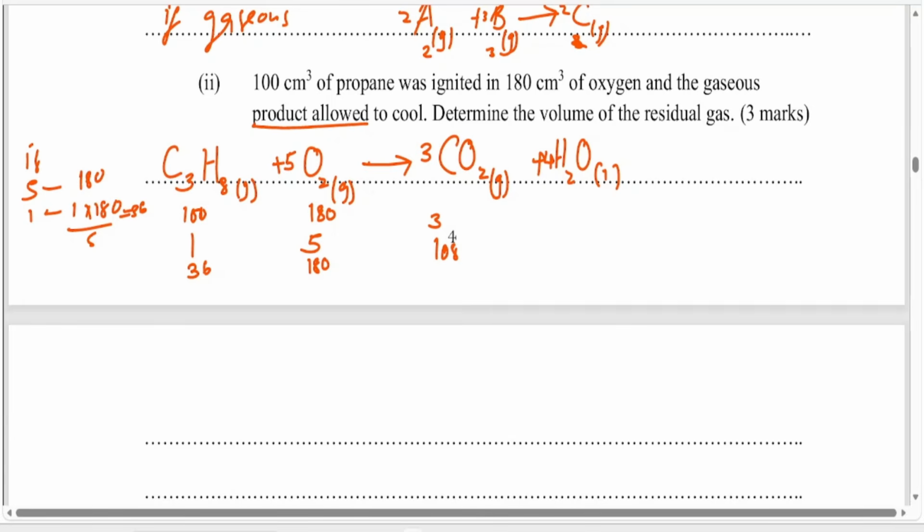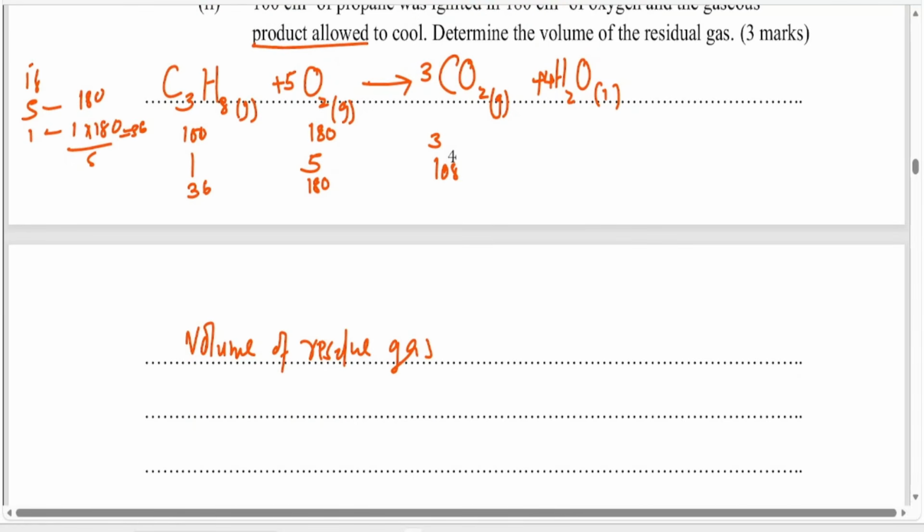So, to get the volume of residue gas, we shall take the excess of propane plus the product. So the excess of propane: we take propane which was in excess. We only used 36, so we were given 100 minus 36, and this gives us an excess of 64.